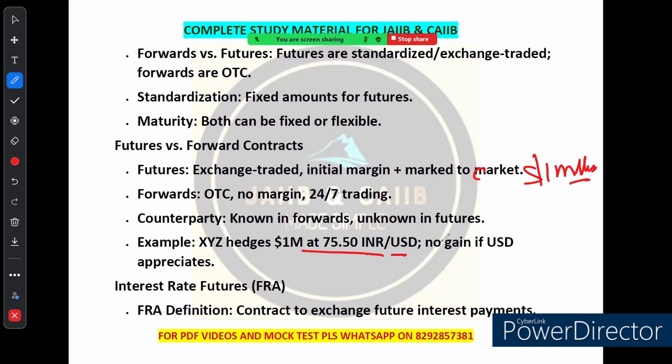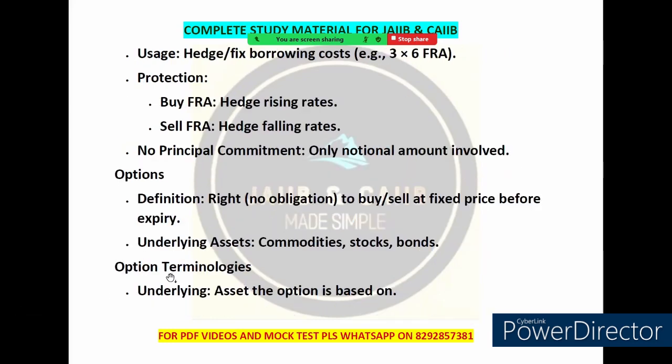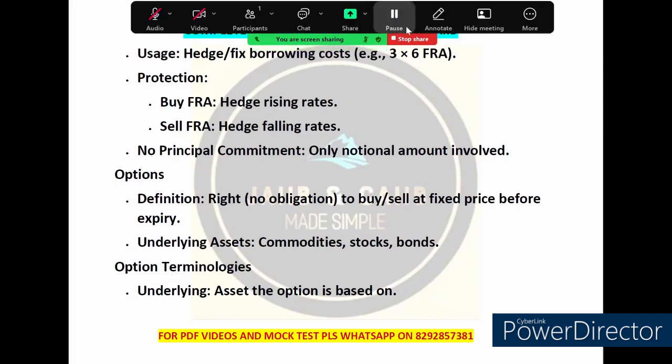Now next up comes the interest rate future, or we call it FRA, forward rate agreement. These contracts are about exchanging future interest payments. So the main thing here is that we will exchange future interest payments. Now if you expect the interest rate to rise, you buy an FRA to hedge.